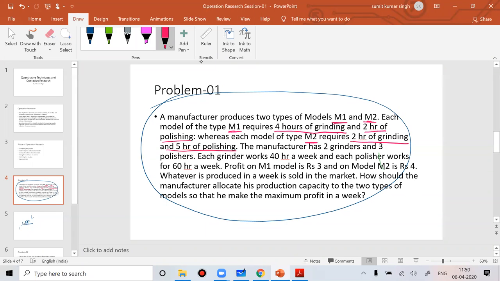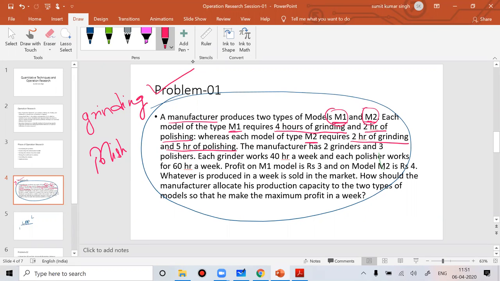So in this problem, what is given? There is a manufacturer, and that manufacturer makes two models, M1 and M2. These models require two processes, grinding and polishing. M1 requires 4 hours of grinding and 2 hours of polishing, whereas M2 requires 2 hours of grinding and 5 hours of polishing.